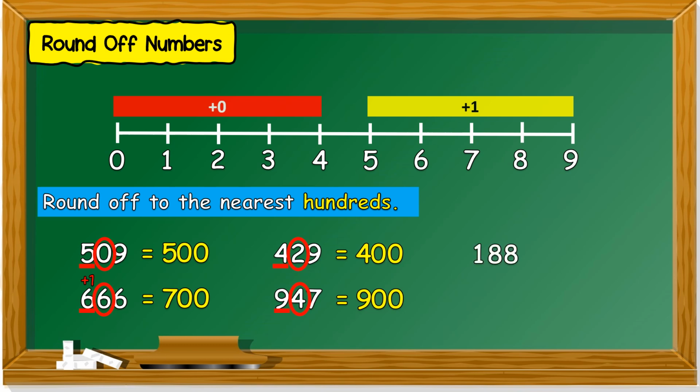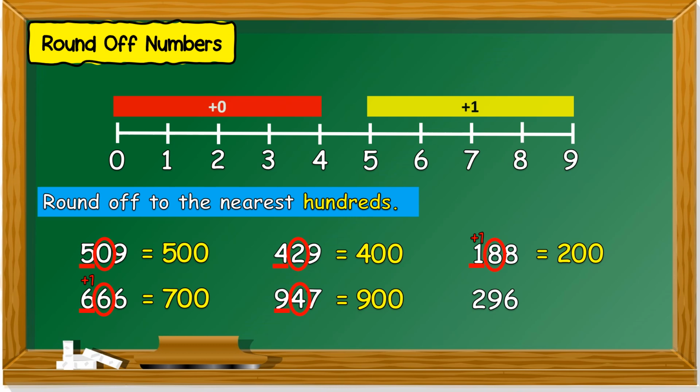Example number 5, 188. Place value of 100. Friend on the right. On the number line, we plus 1 at the hundreds. So 1 plus 1 is 2. 200.